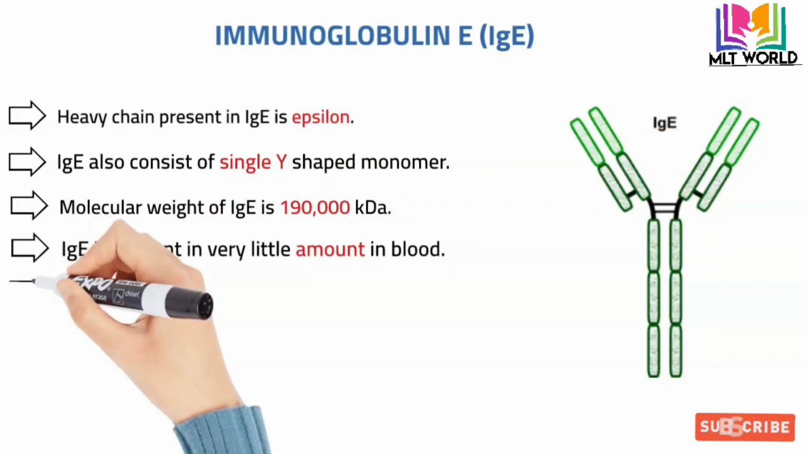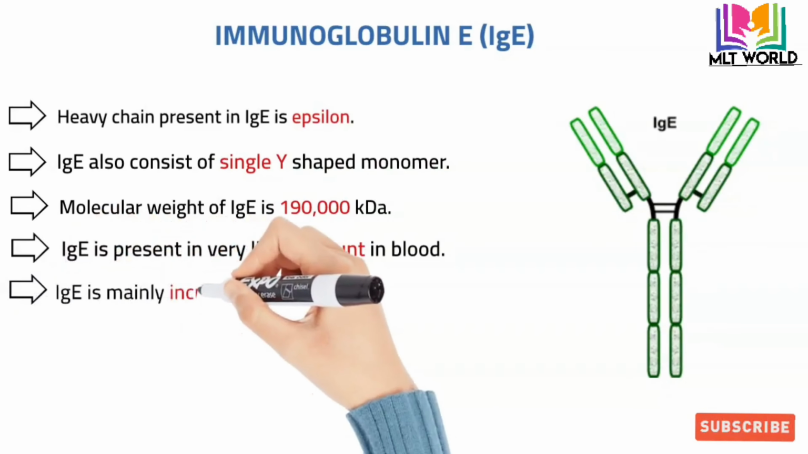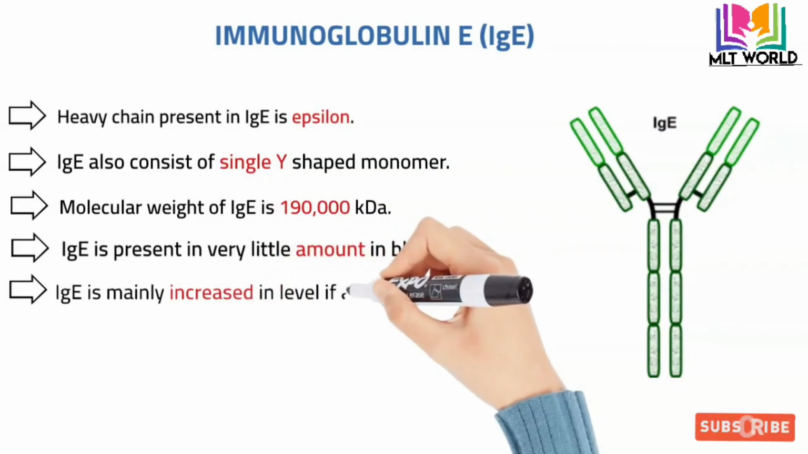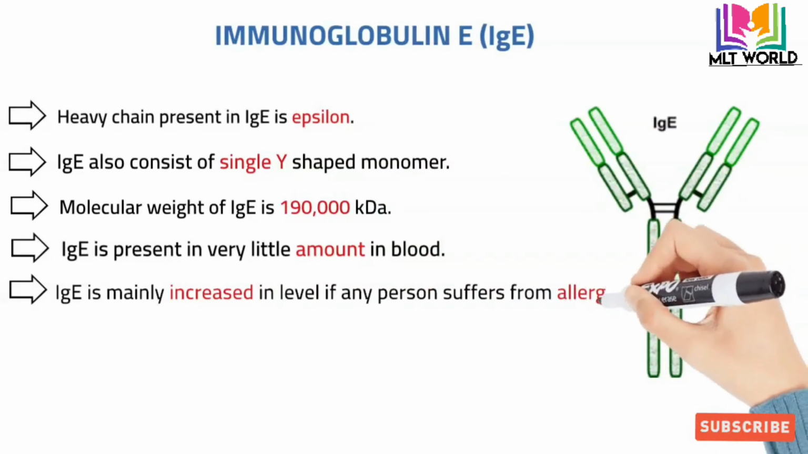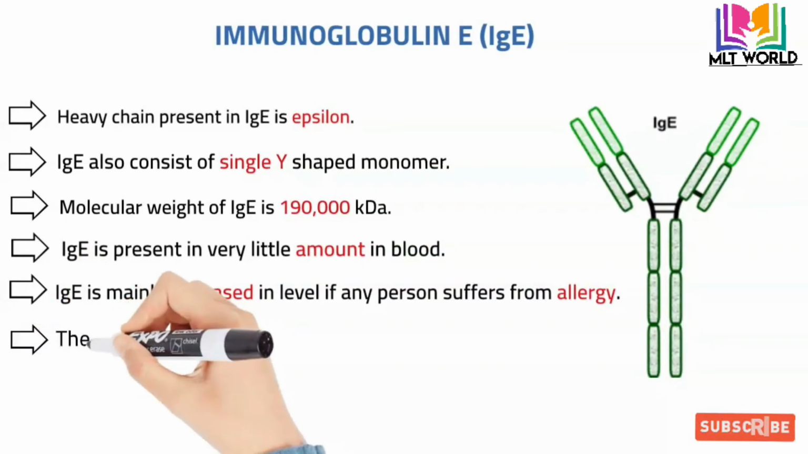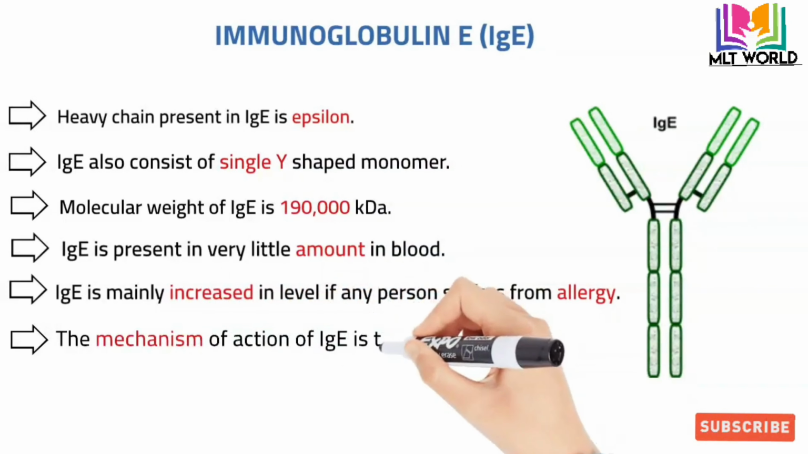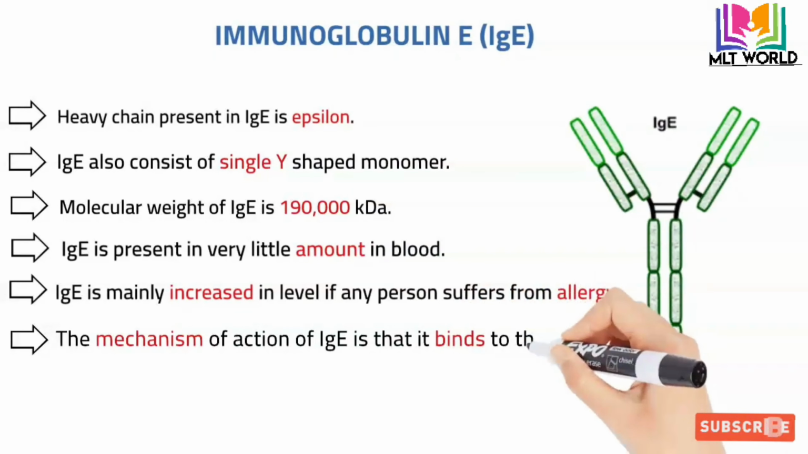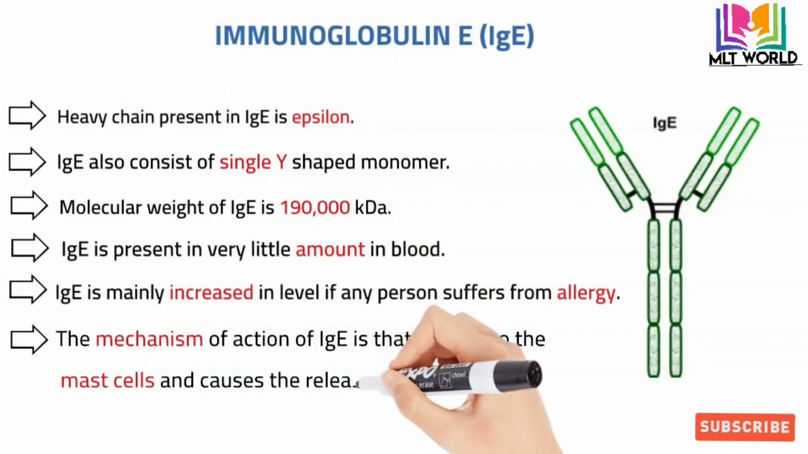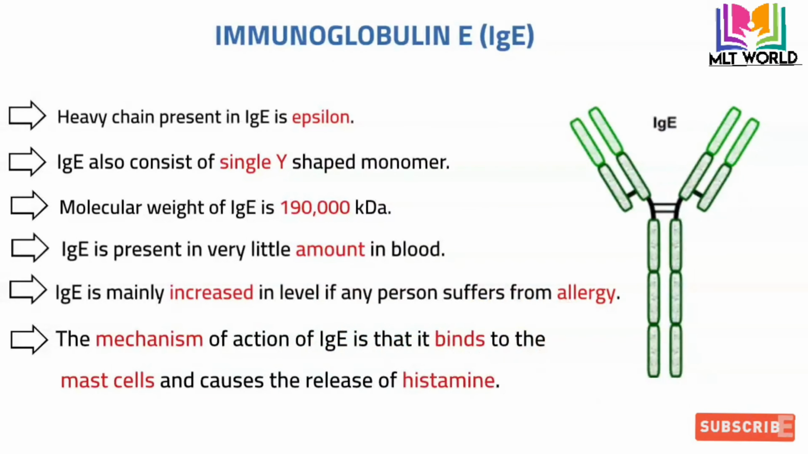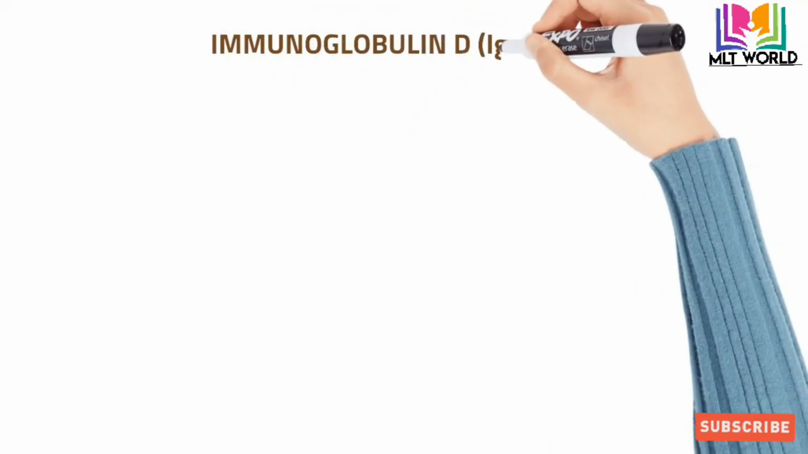IgE is present in very little amount in our blood, but mostly in allergic reactions the level of IgE is increased. So IgE is mainly increased in any person who suffers from allergy. This is also one important question: which immunoglobulin level increases in an allergic reaction? The answer will be IgE. The mechanism of action of IgE is that it binds to mast cells and causes the release of histamine, which causes allergic reactions.